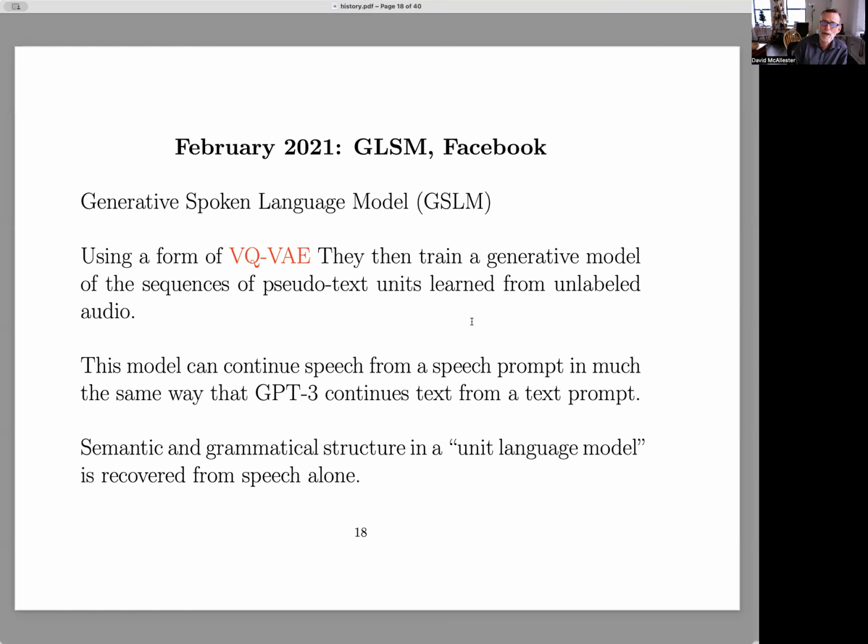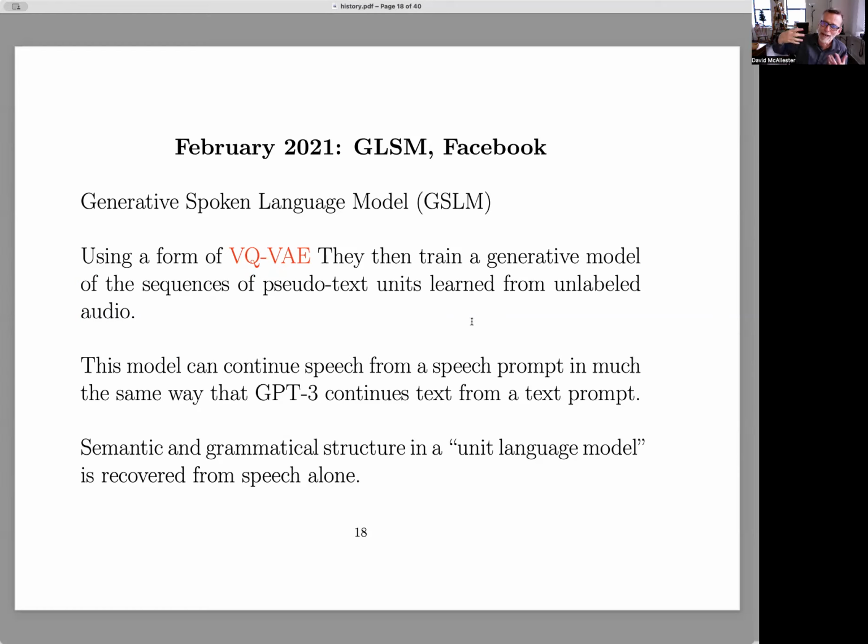So now we're up to 2021. This is a generative spoken language model. So what is this? It's related to wav2vec. You take sound, you use a vector quantized VAE to translate the sound into these pseudo-text units. And then you use an autoregressive language model to model the sequences of these pseudo-text units. And then you can generate sound, right? You generate a sequence of these pseudo-text units, and then you can synthesize that into sound.